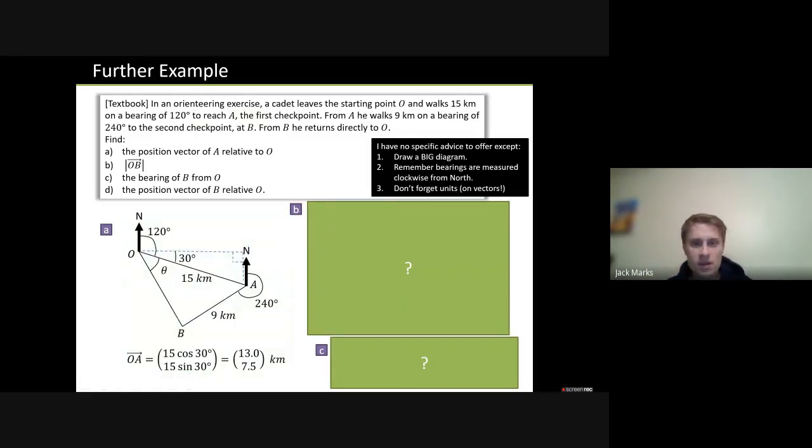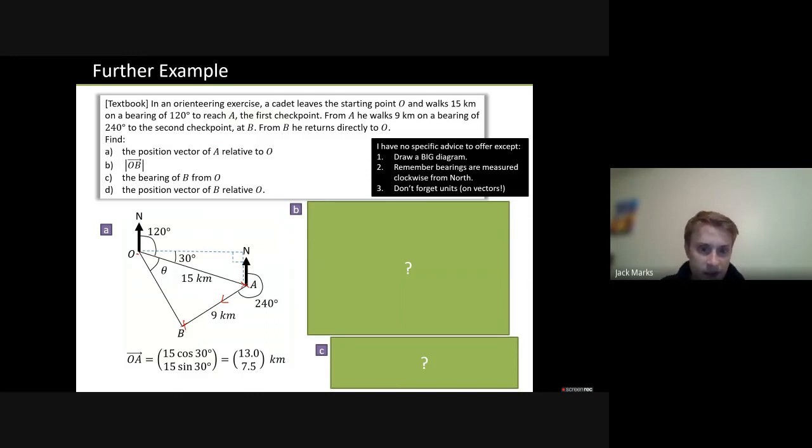So we start at the origin, we walk 15 kilometers on this bearing. So you're going in this direction, sort of east, a little bit southeast, until you reach A. He walks 9 kilometers on a bearing. On a bearing means which direction the arrow for the vector is pointing. So that's 240, so over here somewhere. And then often using triangles in questions is the way it goes.